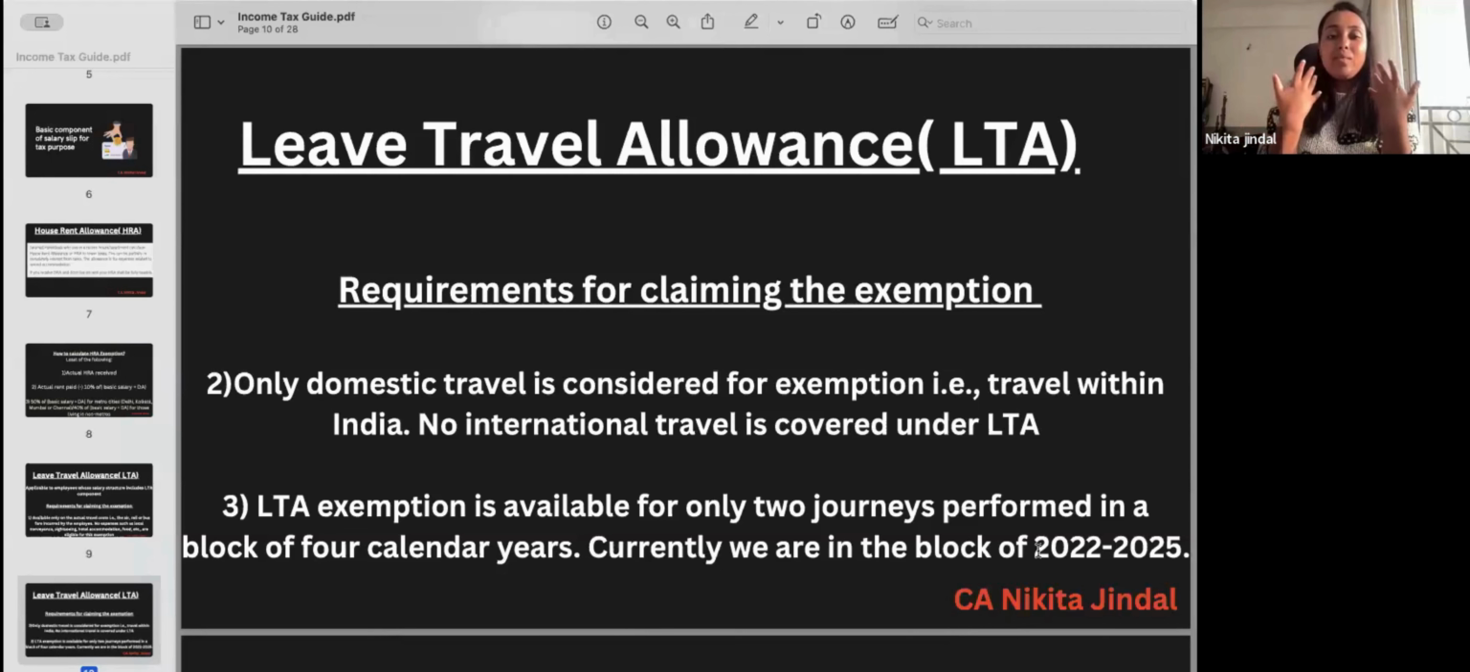And I can explain with the help of an example. For example, you are receiving leave travel allowance of 2 lakh from an employer, and your actual travel cost is 1,50,000. So you can claim LTA only up to 1,50,000, because obviously you have to submit all your bills to your employer. So whichever is less, you can claim.